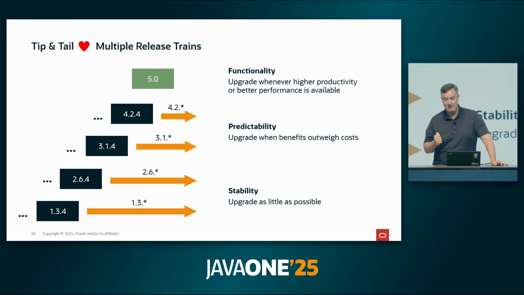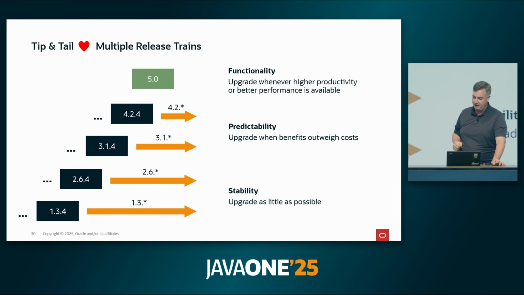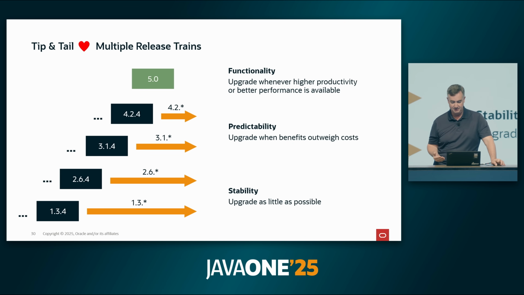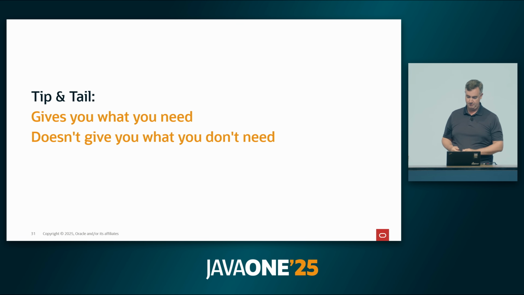And if you value stability, then having tails that are updated for years, maybe even decades, is a huge win. Suppose you run 1.star or 2.star releases and you can't upgrade from JDK 6. Having access to the 1.3 tail and the 2.6 tail preserves your investment while minimizing change. So in a nutshell, we like to say that tip and tail gives you what you need and doesn't give you what you don't need. And this is true whether you value functionality or predictability or stability.